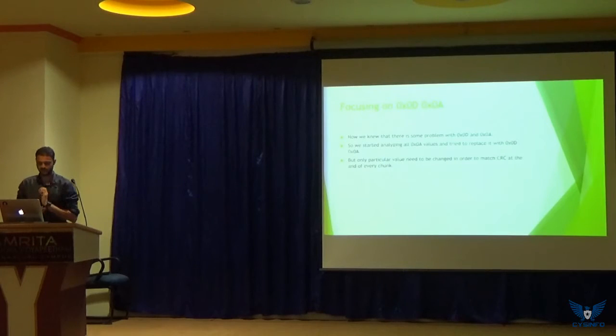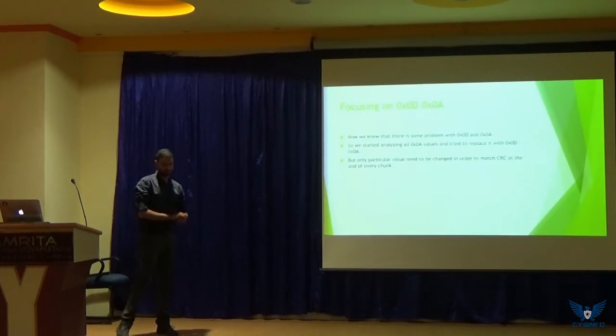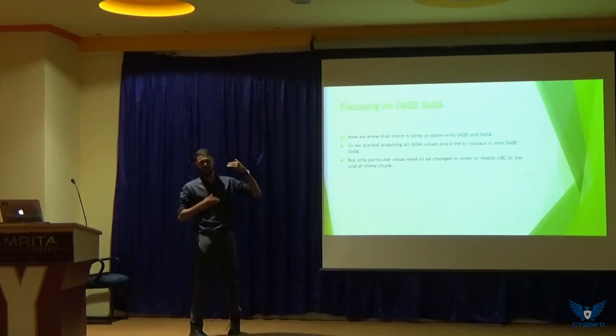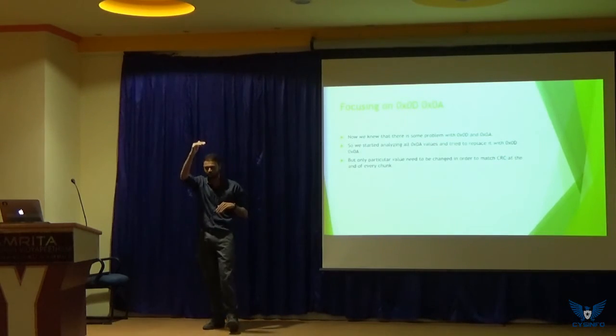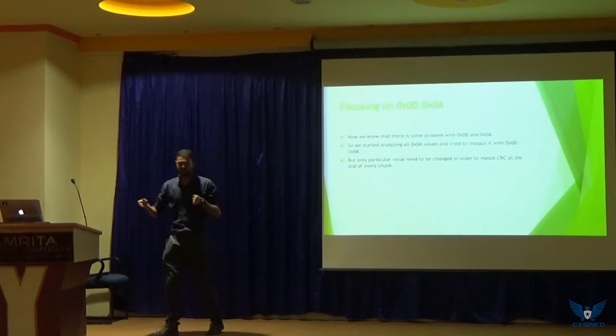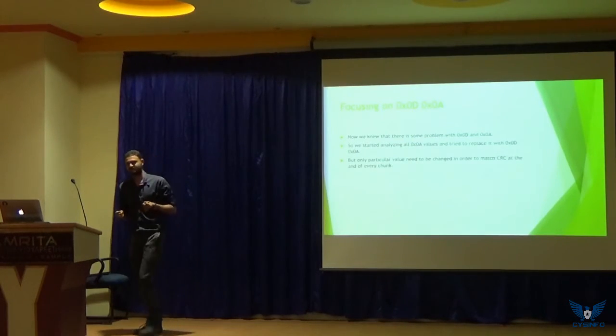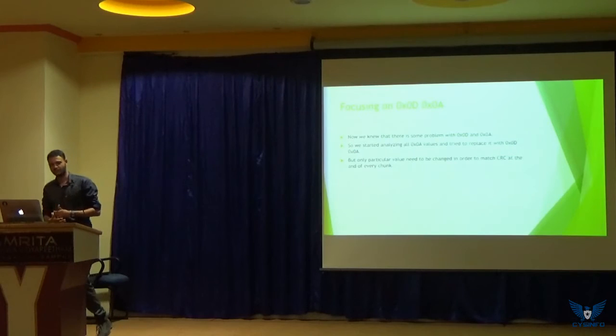So now we knew that there is some problem with 0D and 0A. So we started analyzing all the 0A values that are present in the PNG, from the top of the PNG to the end of the file. There were around 10 IDAT chunks. In those 10 IDAT chunks, there were around 200 to 300 0As. All of this I was doing manually.